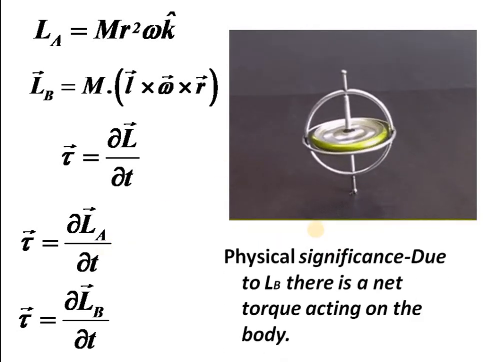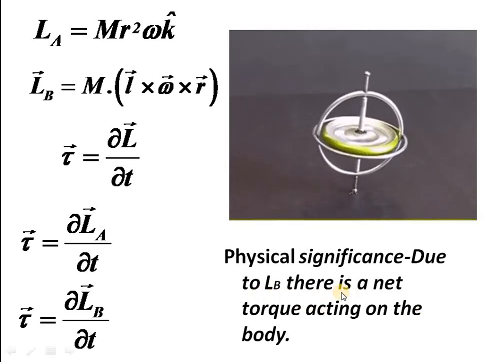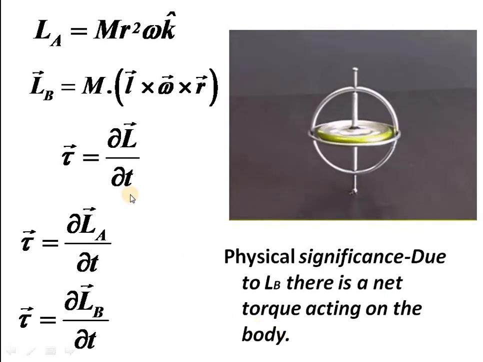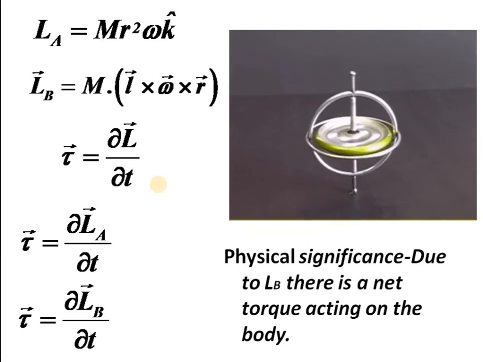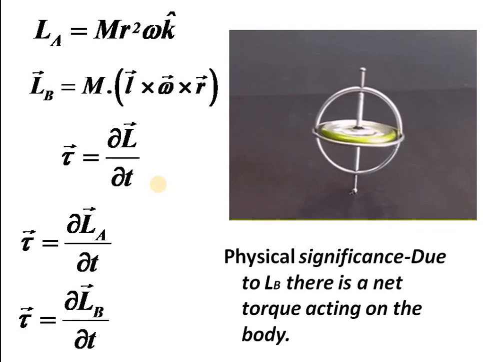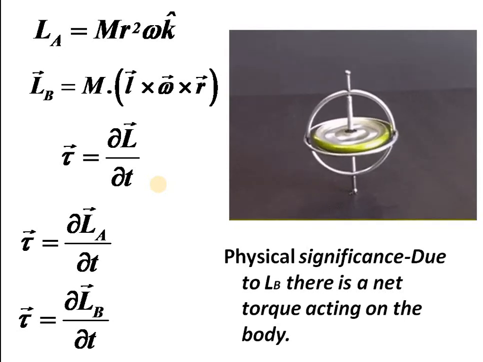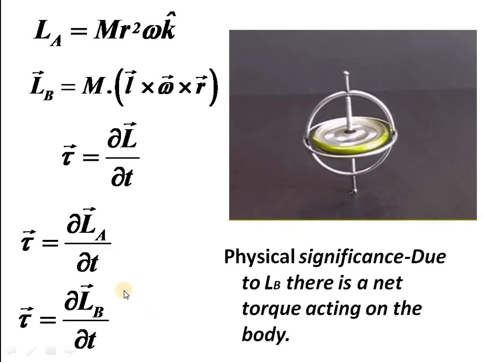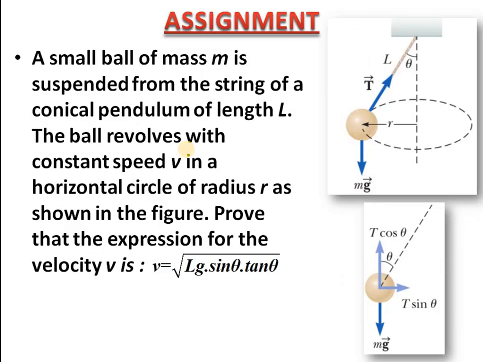Okay, and the physical significance is that due to the angular momentum LB, there is a net torque acting on the body. We have studied in the law of conservation of angular momentum that if angular momentum is constant, the torque acting on the body is 0. A similar situation comes here: because of LB, there is a non-zero torque acting on the body. Okay, so the body can get accelerated or any such thing can happen. So that is the conclusion of this discussion.